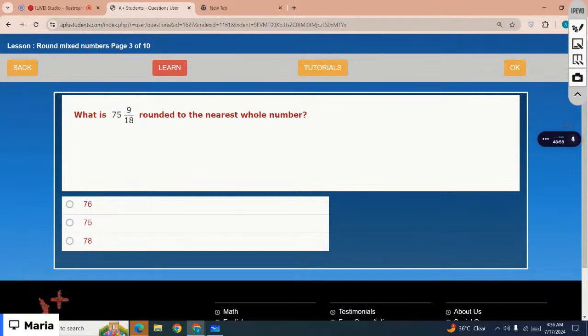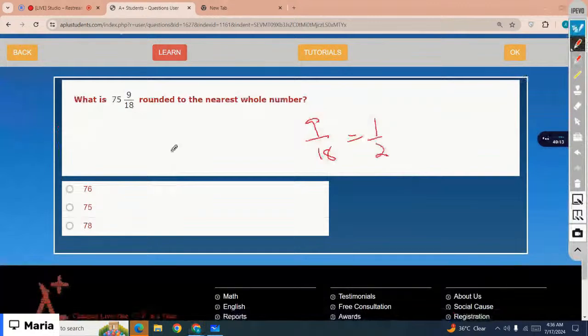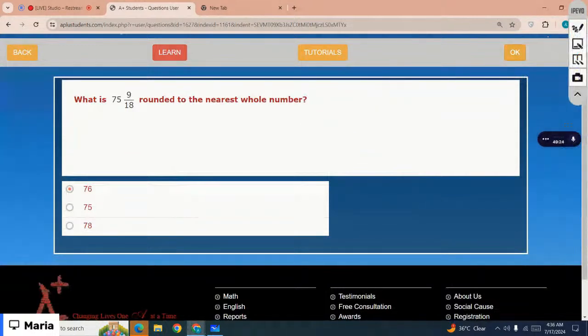Okay, what is 75 whole 9 by 18 rounded to the nearest whole number? So look at the fractional part, that is 9 over 18, and 9 over 18 is equal to half. So that means 75 whole 9 by 18 is rounded off to 76. The correct option is 76.